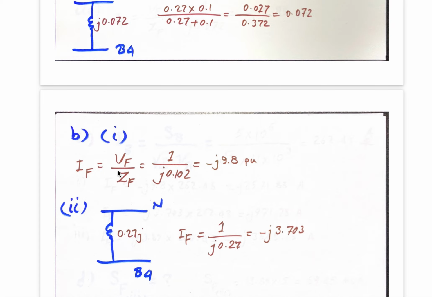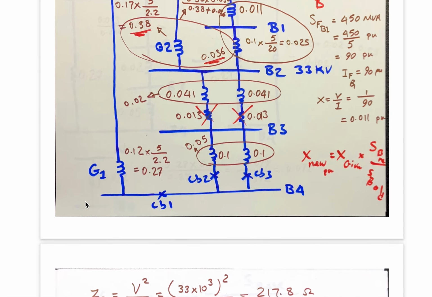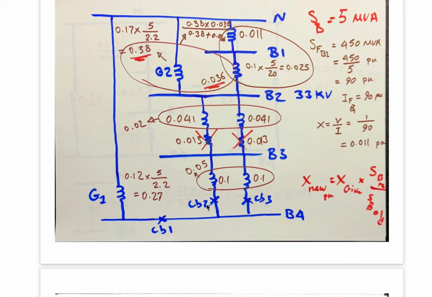Okay, most of the time voltage is 1 per unit. ZF is what we saw from the main branch. So you get 9.8 per unit as the current. Section 2 or II in part B is when you have only local generator. There is an emergency and you have only the local generator. So that means circuit breaker 1 is closed while CB2, CB3 are open. So you only have this G1.